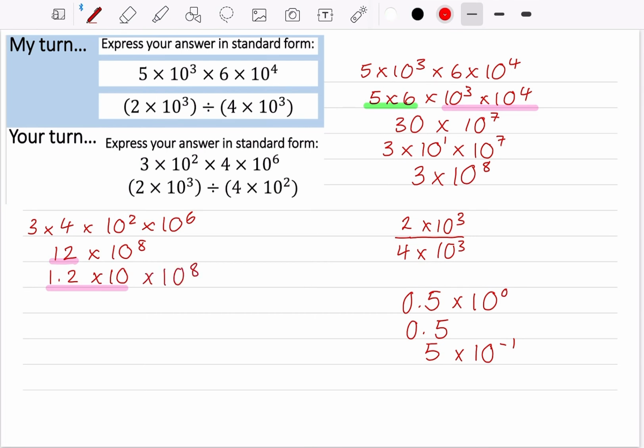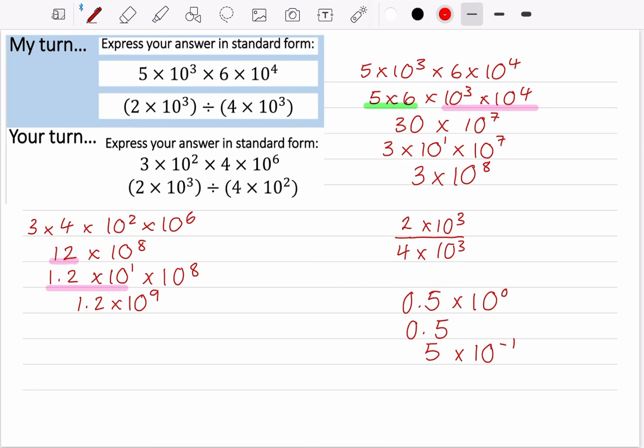Remember, times 10 on its own is actually times 10 to the power of 1. So now I can use my rule. I've got 1.2 times 10. 1 add 8 is 9. It had to be 1.2, not 12, because remember, standard form dictates it needs to be smaller than 10, and 12 is definitely bigger than 10.